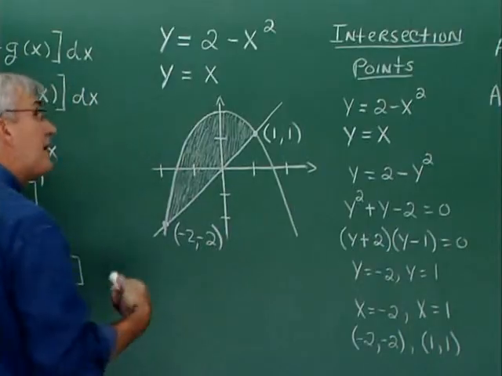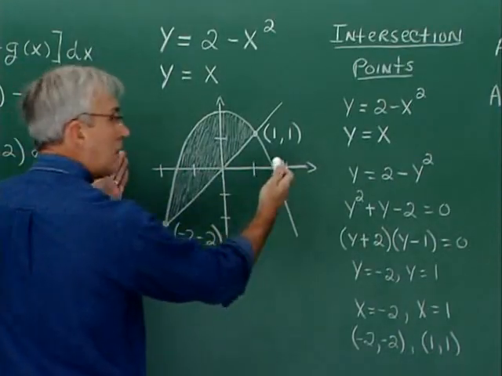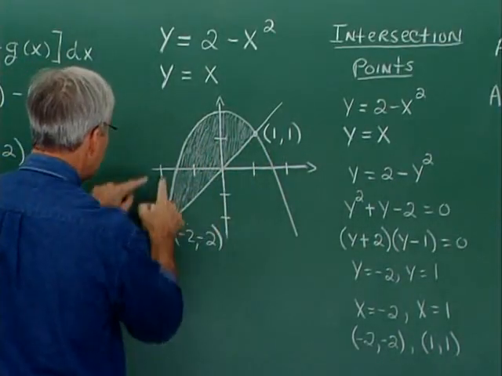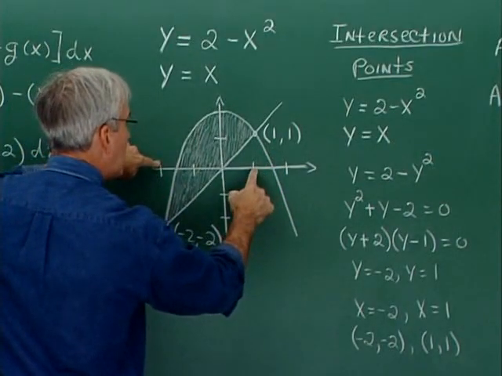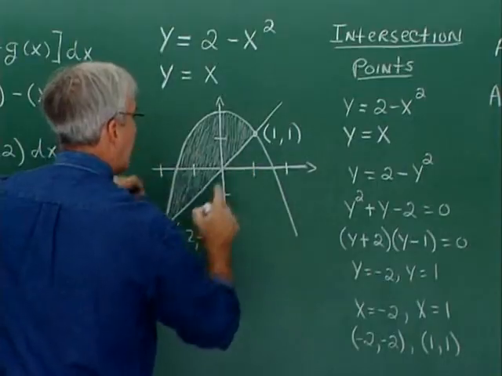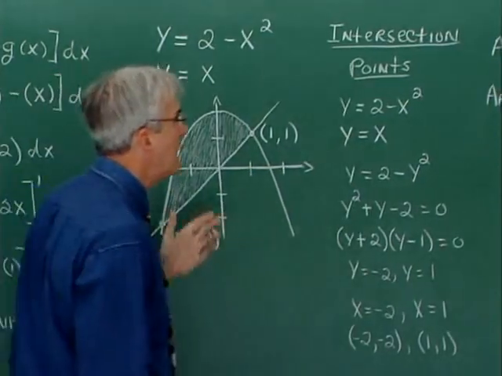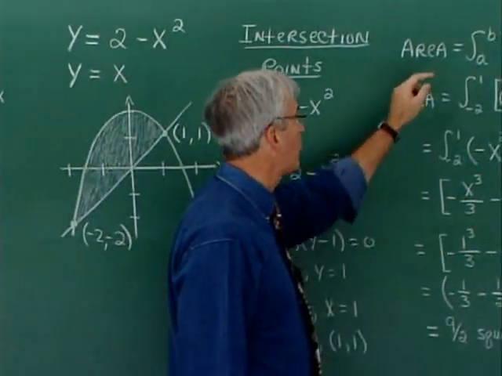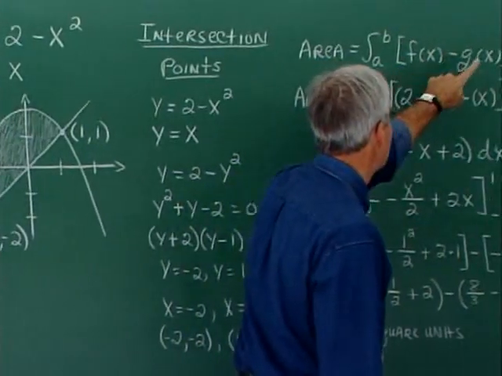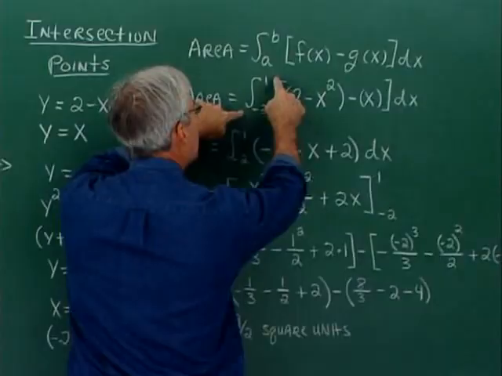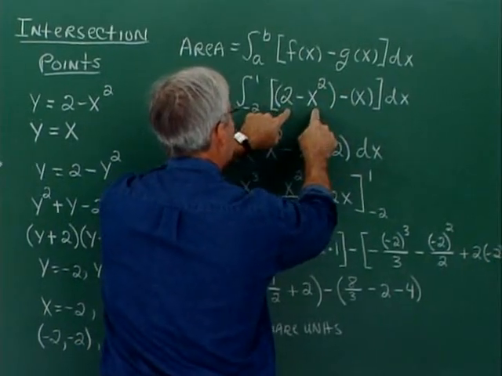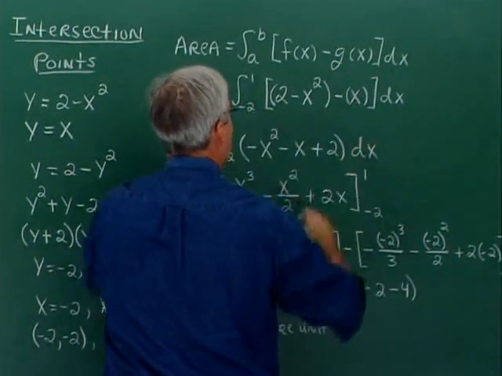Okay, so the interval in which we are finding this area is between -2, the x component here, and 1. So it's within this interval. Now we can set up our situation. The area then is the integral from a to b of f of x minus g of x, and the interval is from -2 to 1, and the top function is 2 minus x squared, and the bottom function is x, and away we go.